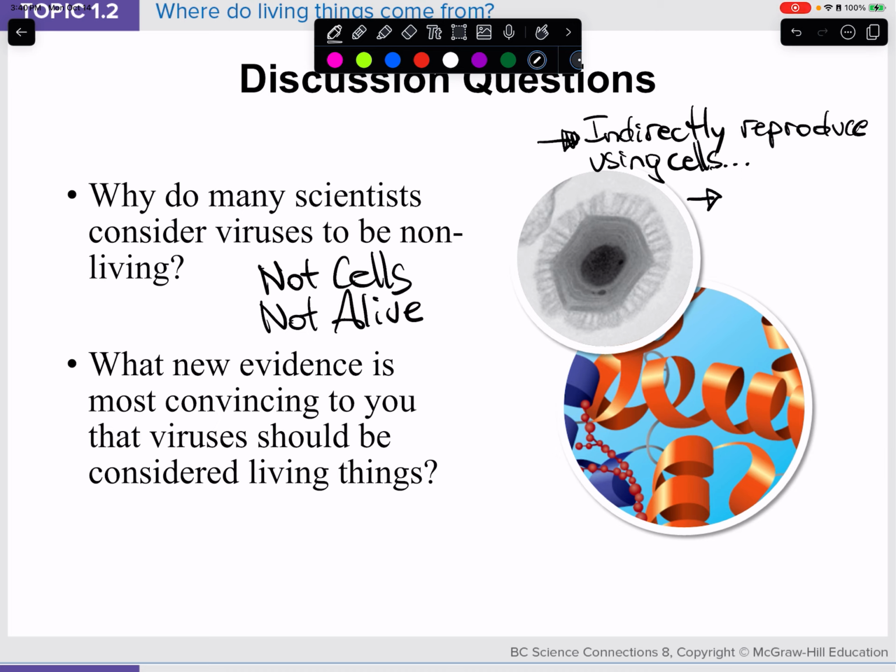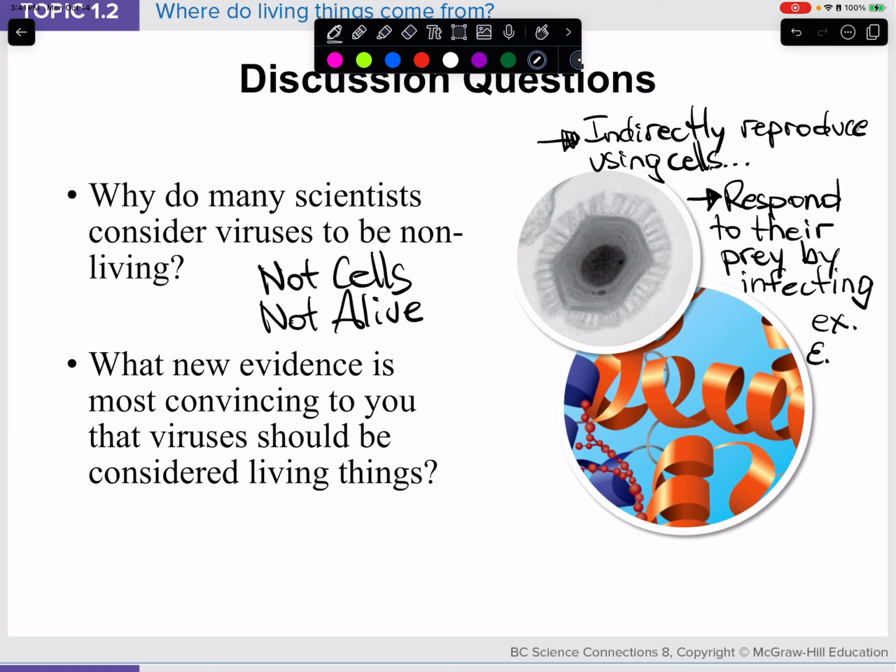They do respond to their prey by infecting. So, doing nothing all the time, they can go after things they want to infect. Like, for example, E. coli. E. coli got infected somehow. How did that happen? That's a thing. So we start to look at viruses, and it's like, okay, they've got some characteristics we can't ignore.